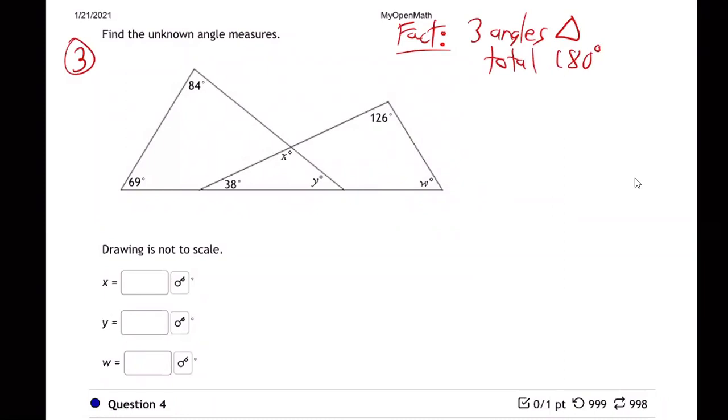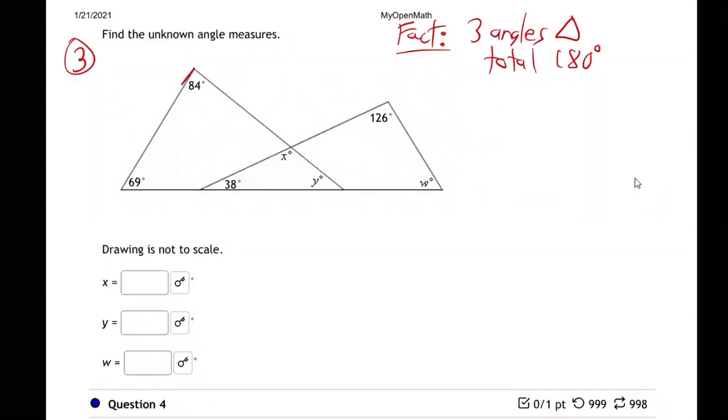All right. Now, can I find X? Is there a way, since X is listed first, that I can find X right here? Not immediately. Really, I should start with Y or W. Because if I start with that little triangle in the middle, those 3 angles have to make 180. That's true, but I don't know 2 of them. You can't really solve anything when you have 2 things you don't know. So that's not going to work.